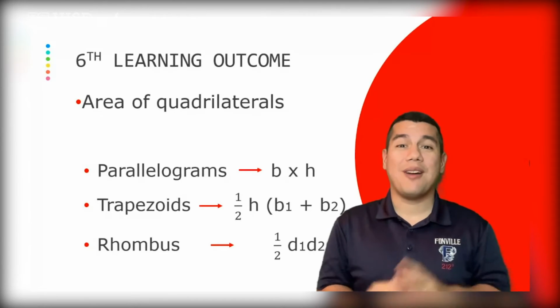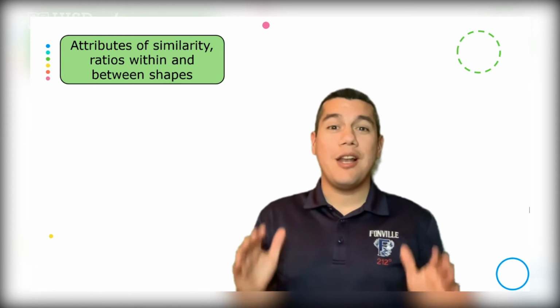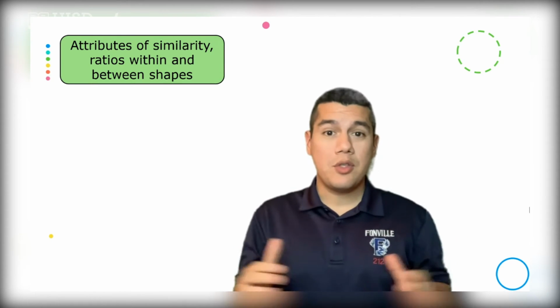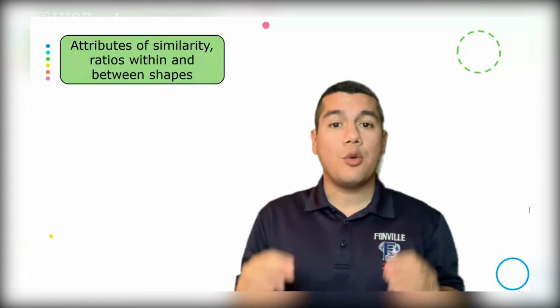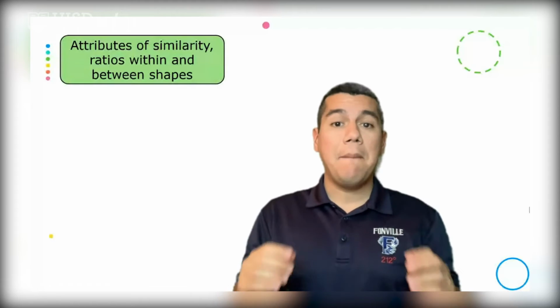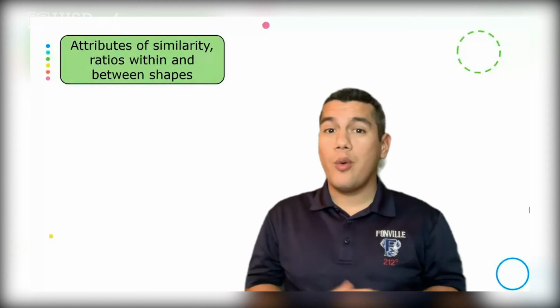And now we're ready for our 7th grade section. For our 7th graders, today we're gonna learn about the attributes of similarity. Specifically, we're gonna be talking about ratios within and between shapes. And we're gonna start with the following exercise.